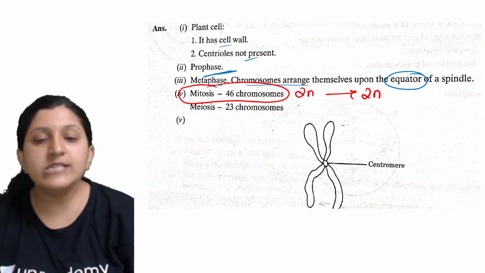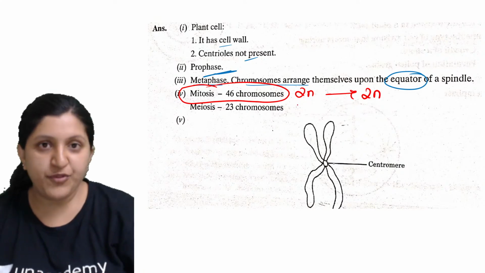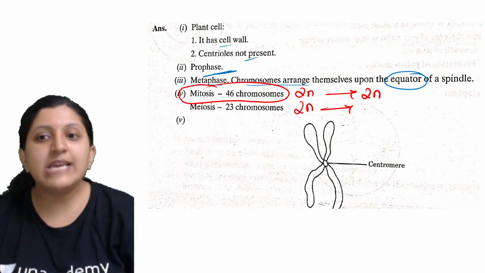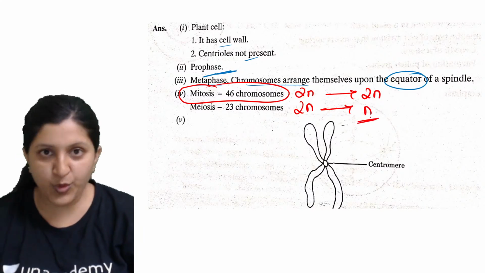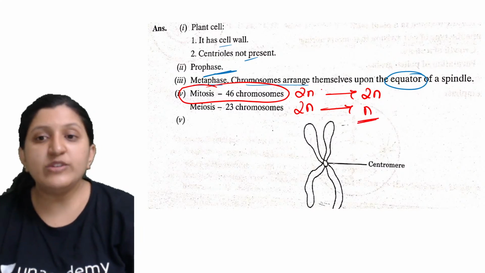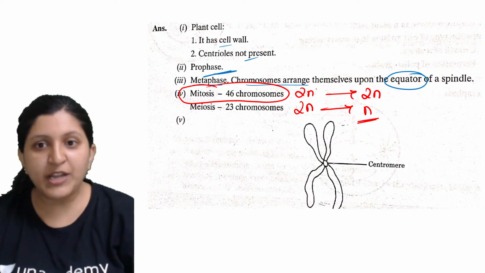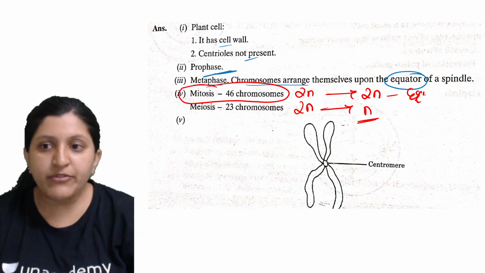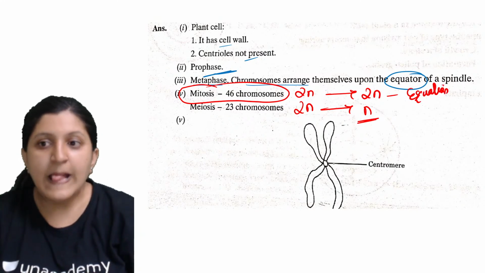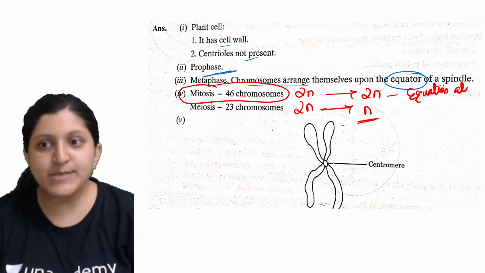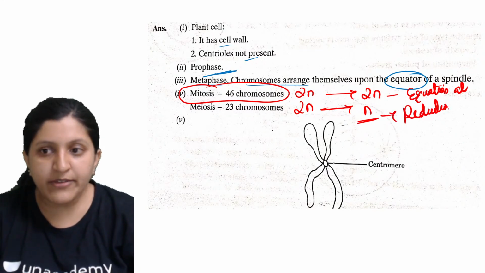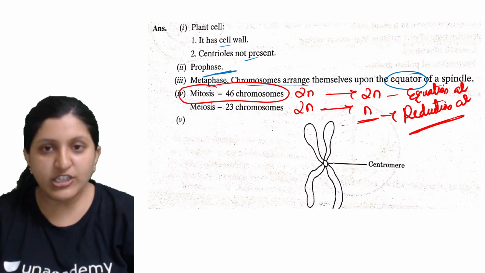Here in this case, only one set of chromosomes can be found. That means two sets of chromosomes are getting reduced to one set of chromosomes. So there is a reduction that you can see. The other one is an equational division, because the same chromosome number is maintained, and this one is a reductional division.